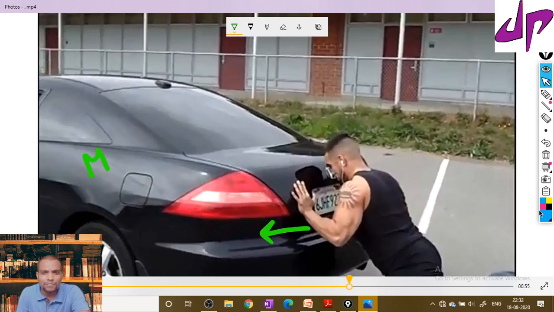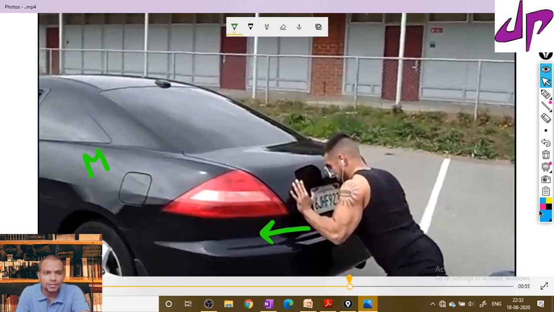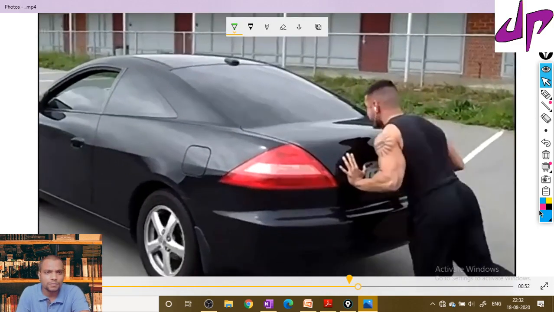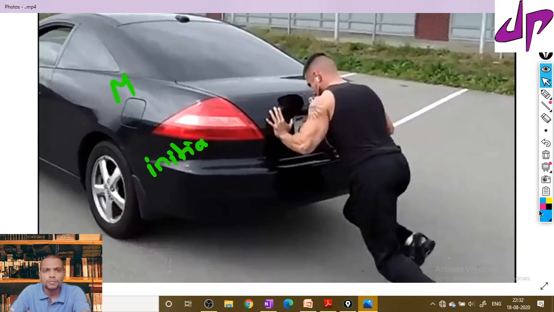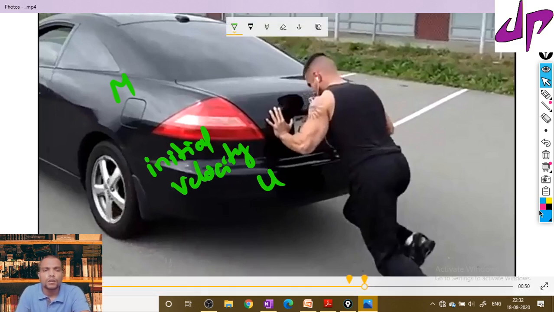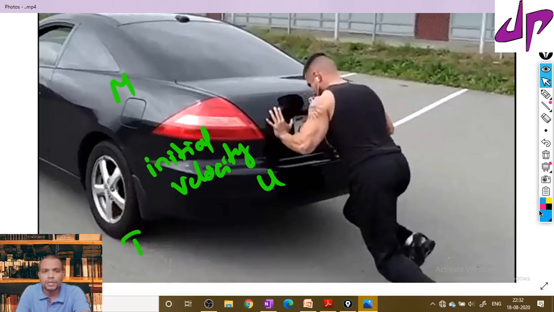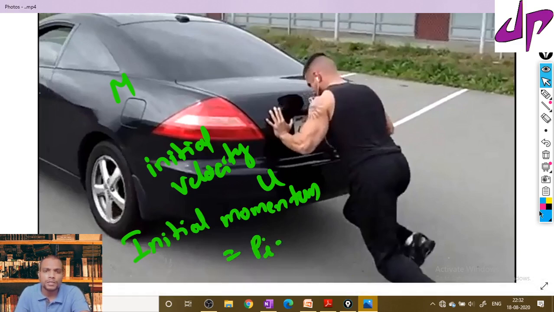Initially the car is at rest, but we can take that it's moving with a velocity. Now if we take the car mass m and initial velocity as u, therefore I can calculate the initial momentum. The initial momentum, P initial, is equal to the product of mass and velocity.